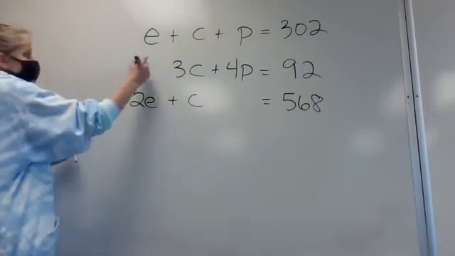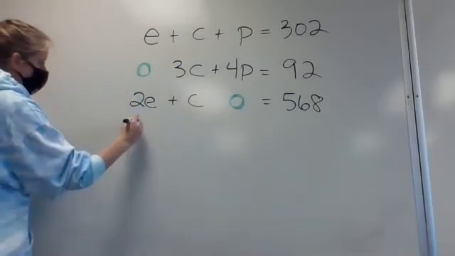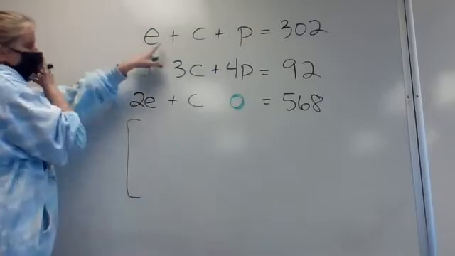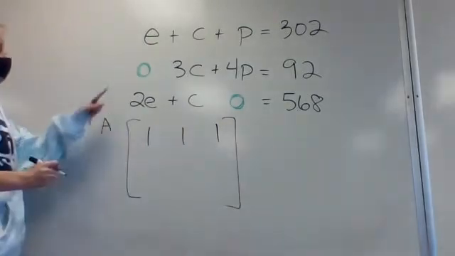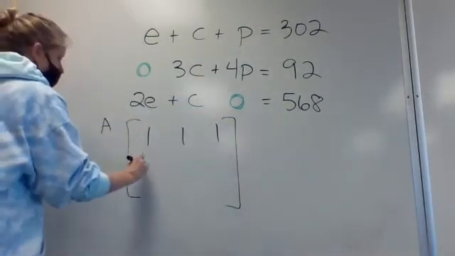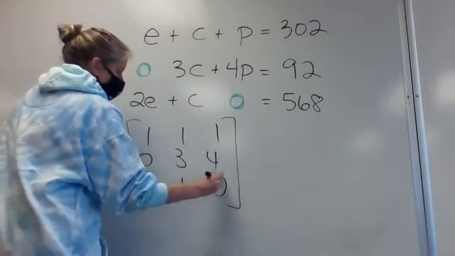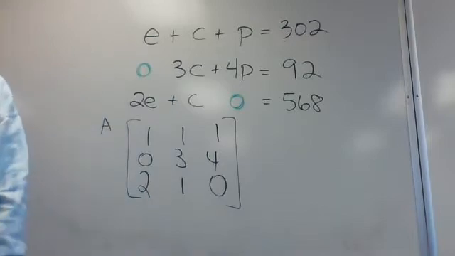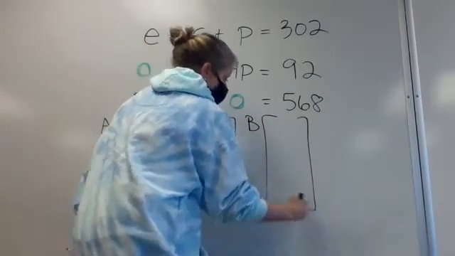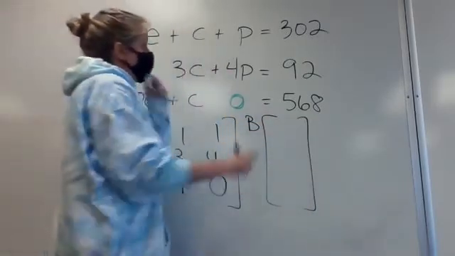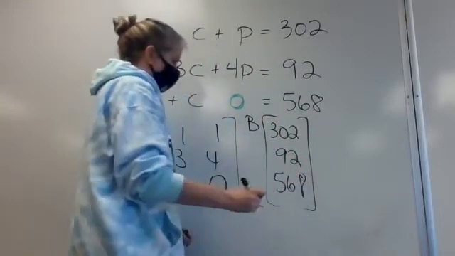So when I turn these 3 equations into a matrix, I can't just leave blank spots in my matrix. What's going to go in each of these, right? So this matrix, 1, 1, 1. Second row, 0, 3, 4. And third row, 2, 1, 0. And then matrix B, yeah, 302, 92, 568.